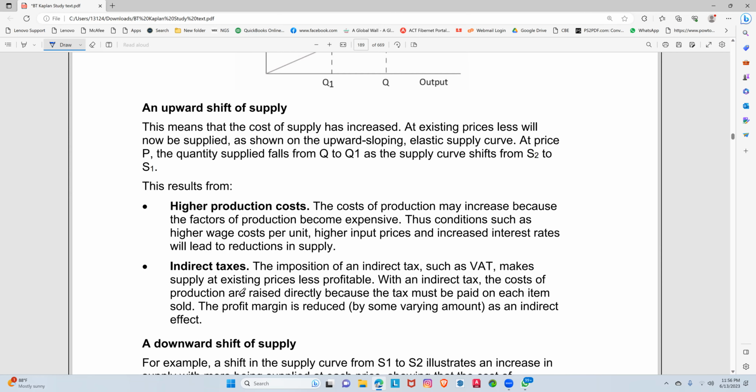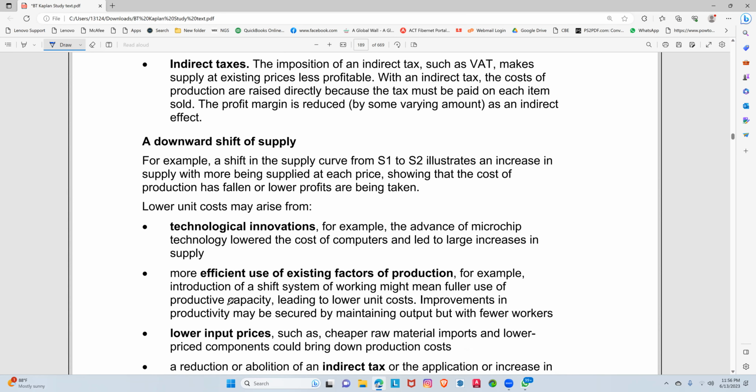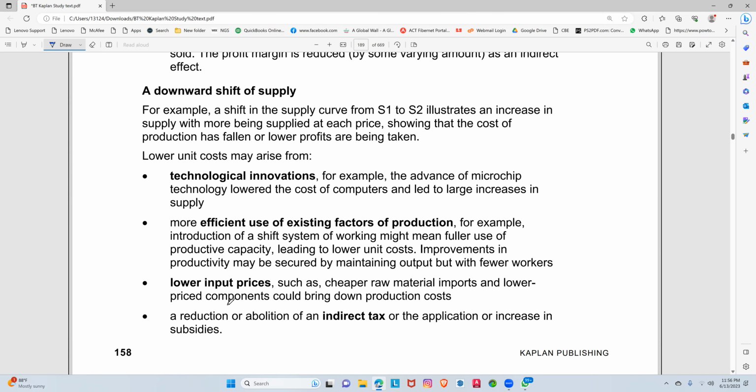Yes or no? Whereas the downward shift of supply, technological innovation. Suppose you are manufacturing something, and because of the use of technology, you will have to put in less input of your time and things will go on faster. So cost has come down here. A downward shift of supply means the cost of making that particular product or service has come down. Lower input prices, a reduction or abolition of indirect tax, or increased subsidies if you are using technology. Can you guys just make a note of this?